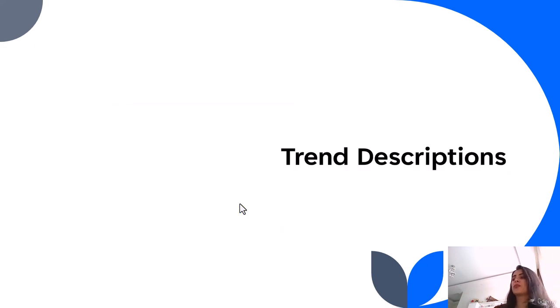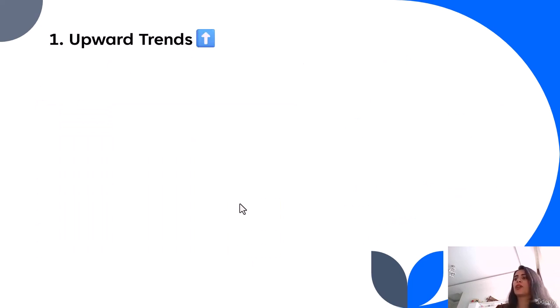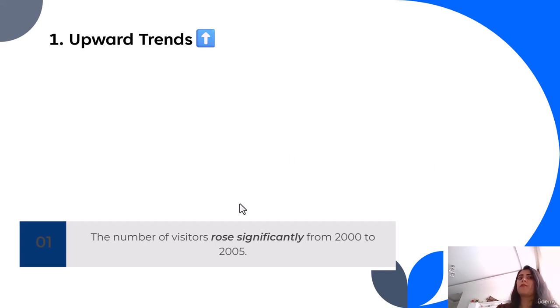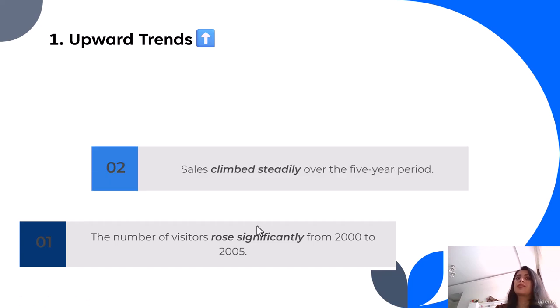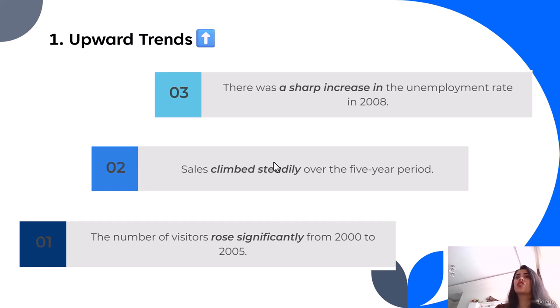Let's break down some specific phrases for describing trends. Upward trends. The number of visitors rose significantly from 2000 to 2005. Sales climbed steadily over the 5-year period. There was a sharp increase in the unemployment rate in 2008.